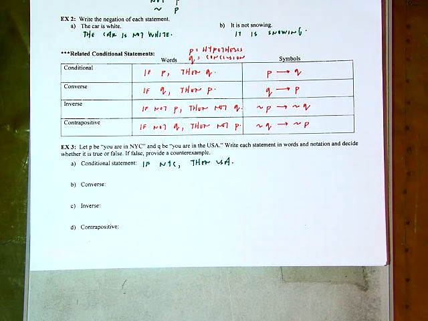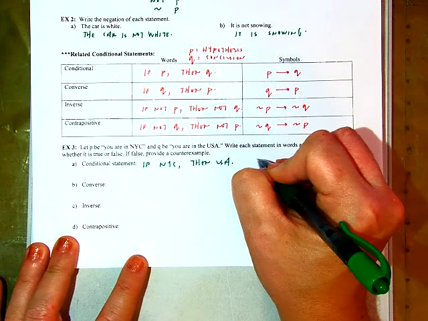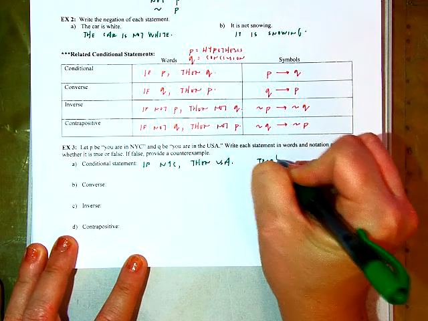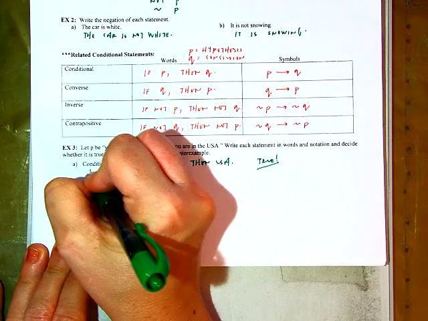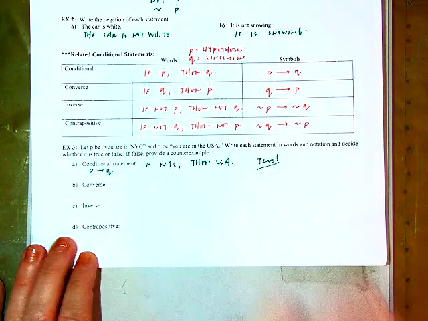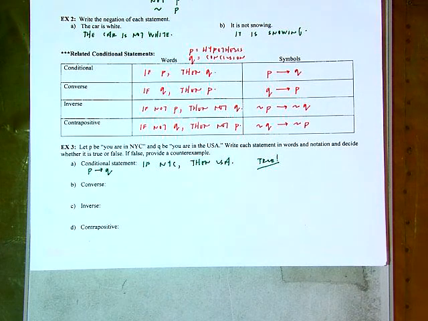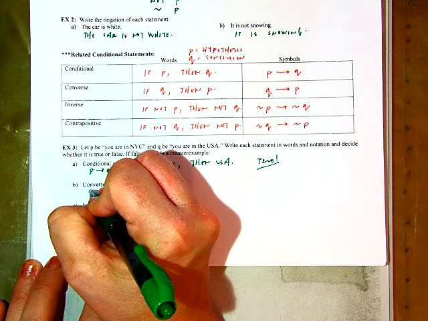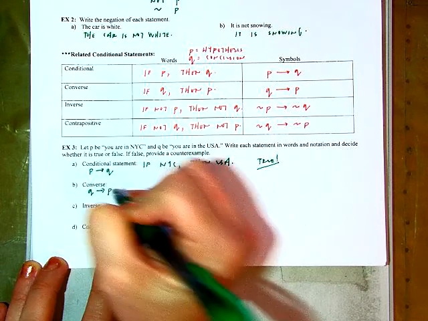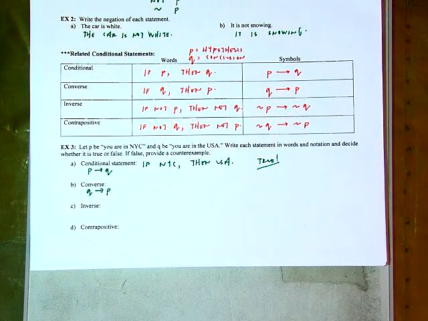So is that true? Can you think of any time that you're in New York City and not in the US? Right? No, that's absolutely true. So write absolutely true right off to the side. And my notation would be P to Q. Hypothesis implies conclusion. Okay, my converse, I'm just going to swap it. Right, my converse is saying Q to P. I'm just swapping the hypothesis and the conclusion.